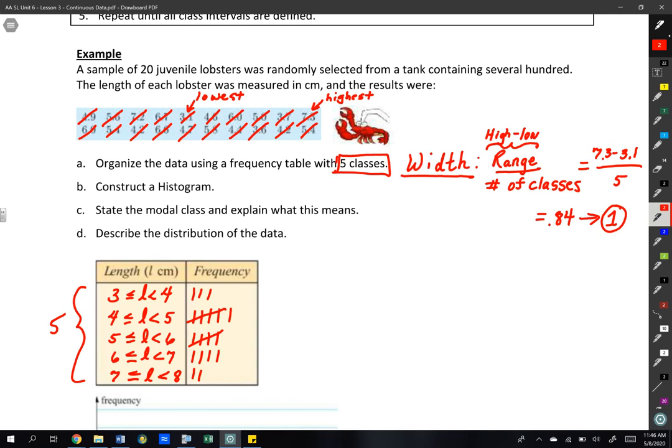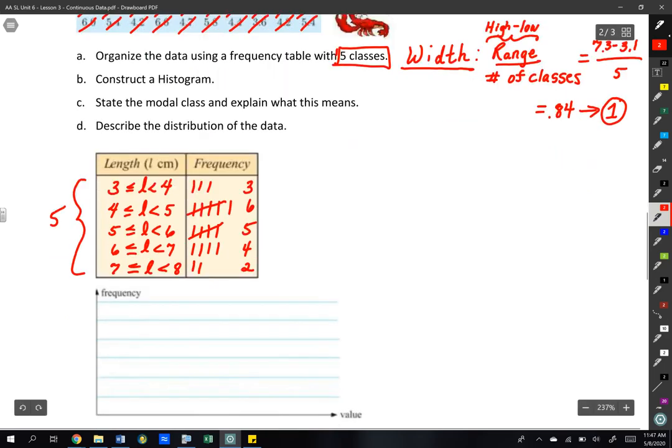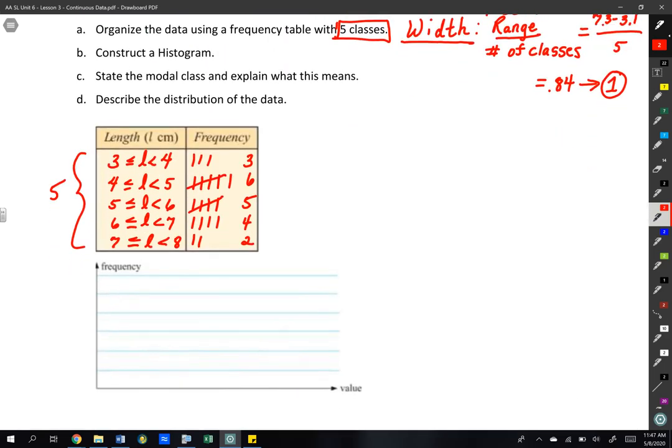Okay, so we have a value of 3 for the first interval, 6 for the second interval, 5 for the third interval, 4 for the fourth interval, and 2 for our fifth interval. All right, we're good to go now. Now we're going to make our histogram, but keep in mind when we do that, the bars are going to touch because now we have continuous data. And we have to mark up our possible values. Our values go from 3 to 8. So we're going to start at 3 and we're going to go up to 8.